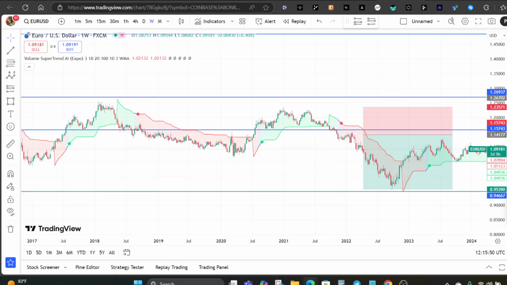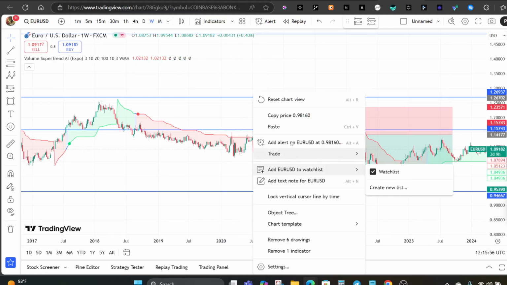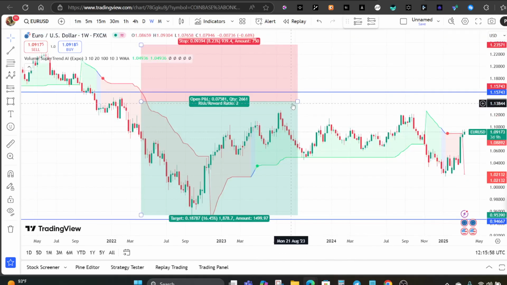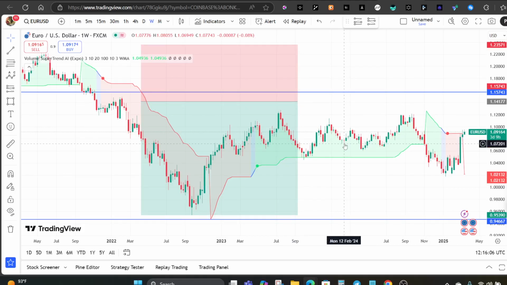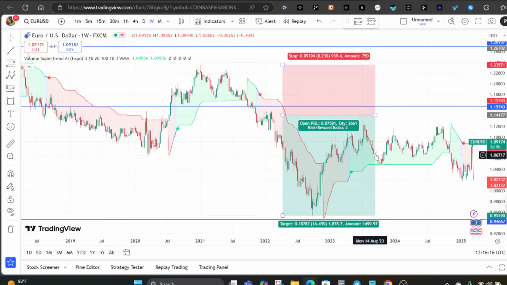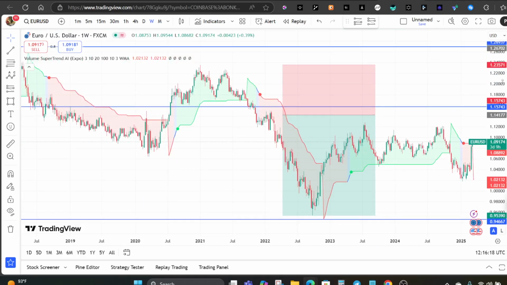Now, most traders focus only on price movements, but volume plays a crucial role in trend strength and stability. Here's why. Higher volume equals stronger trends. When an uptrend or downtrend is backed by high volume, it's more likely to continue. And low volume equals weak or false trends. A trend without strong volume may fail or reverse suddenly. All right, so that is the reason why it's important to also pay attention to volume.